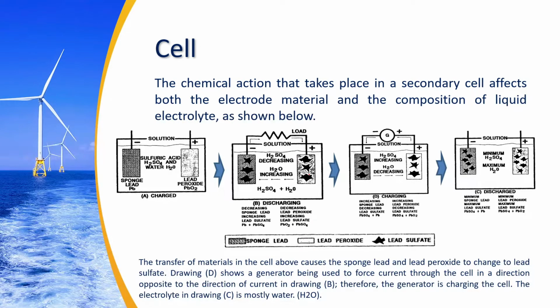So therefore, the generator is charging the cell. So the electrolyte in drawing C is mostly water or H2O. So basta tandaan natin, kapag nag-connect tayo ng load dun sa cell natin, automatic na magdi-discharge yan. Kasi nagkaroon ng connection yung dalawang electrode natin. And then kapag naman kinonektahan mo naman ng power supply, yung power source, mag-charge din yan. Okay?